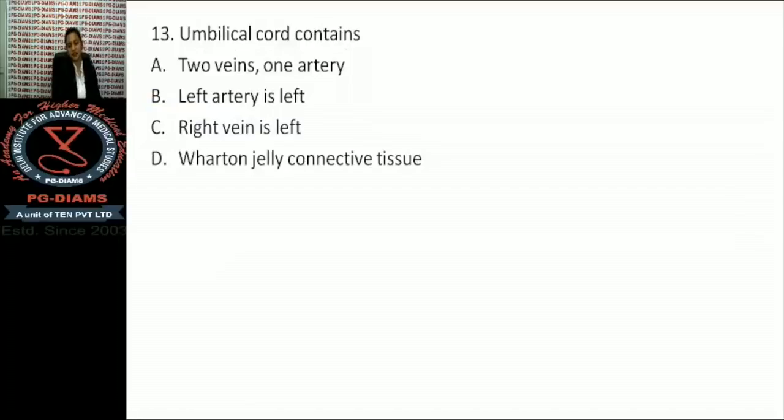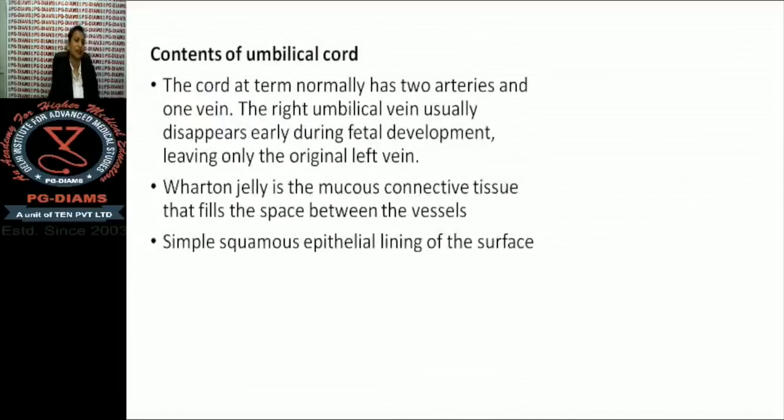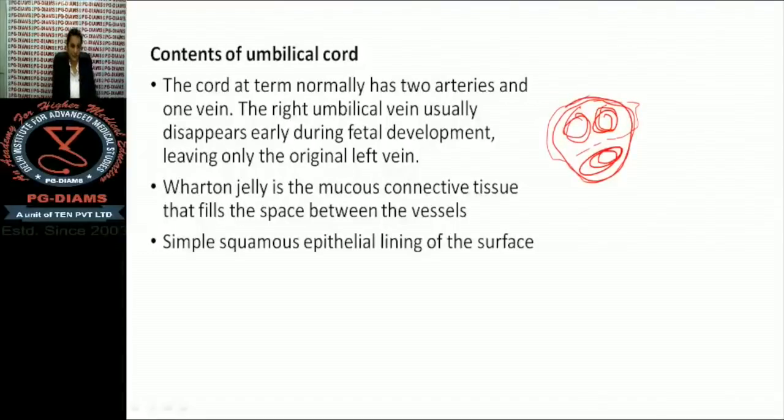Umbilical cord contains, now this is more of an anatomy question. Let's see the umbilical cord structure. Umbilical cord at term has two arteries, thick walled arteries, and there is this one thin walled vein, and in between you have Wharton's connective tissue called Wharton's jelly. Outside you have a single layer flattened squamous epithelial lining.